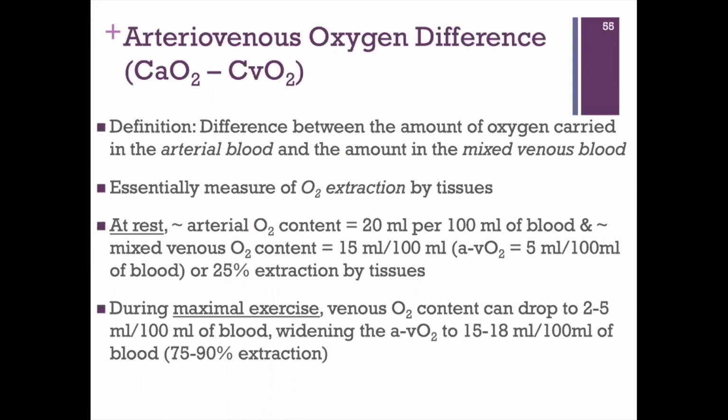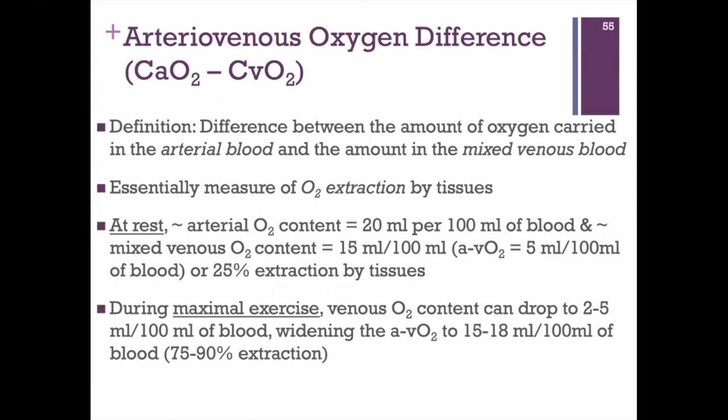Now, the other component. We've talked about cardiac output at length, but the other component of our Fick equation is the arterial venous oxygen difference. Remember, it's the content of oxygen at the level of the arteries minus the content of oxygen at the level of the veins. So this is the difference between the amount of oxygen carried in the arterial blood and the amount carried in the mixed venous blood. Really, it's a measurement of how much oxygen extraction is happening at the level of the tissues.